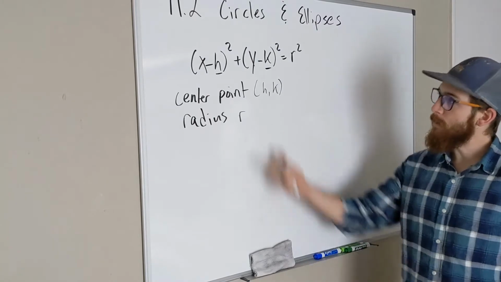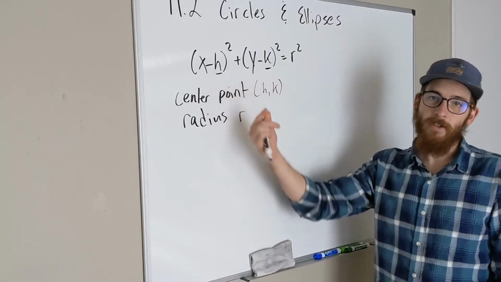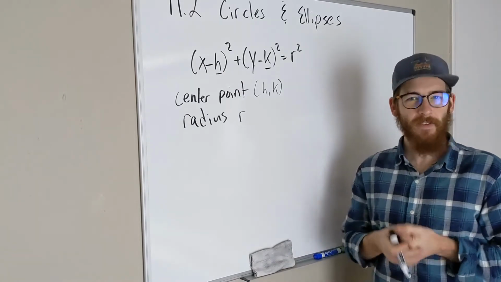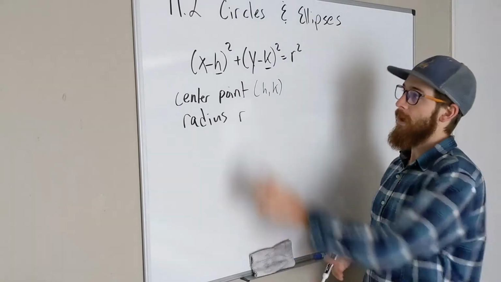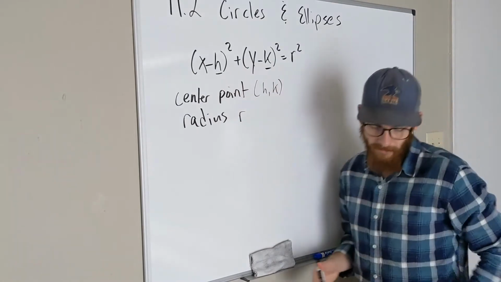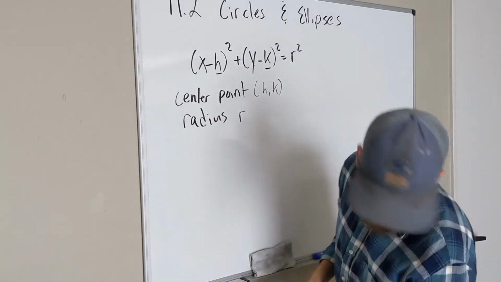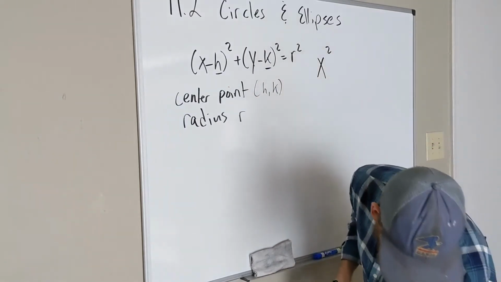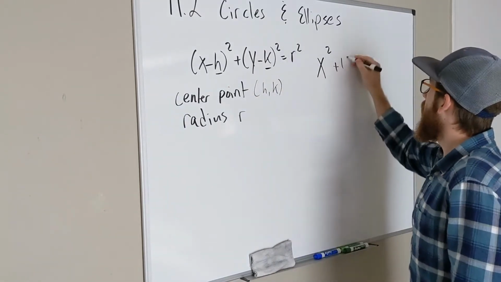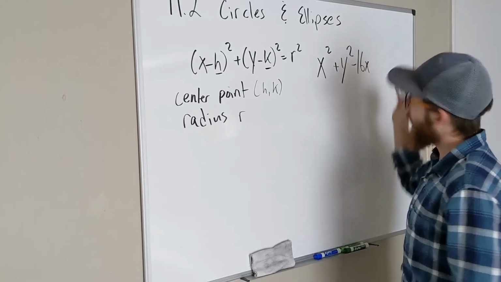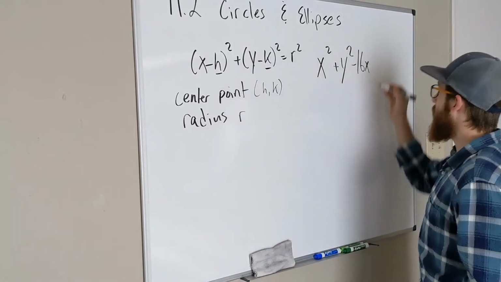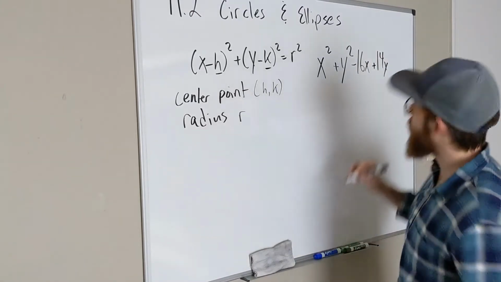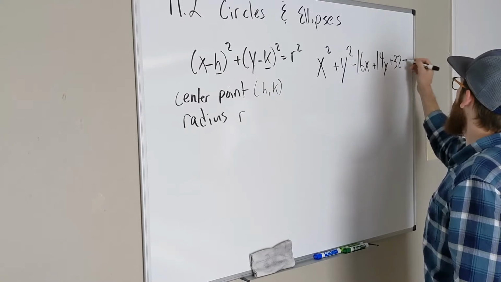The problem, though, is most functions are not given to us like this. So let's look at an example, and then we're going to use something called completing the square to make our equations look like this. So an example from the book would be like x squared plus y squared minus 16x plus 14y plus 32 equals 0.